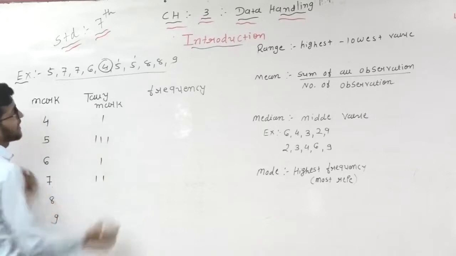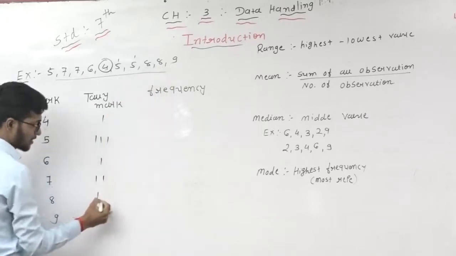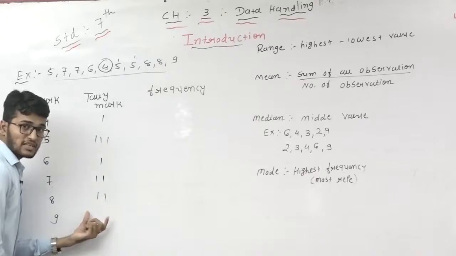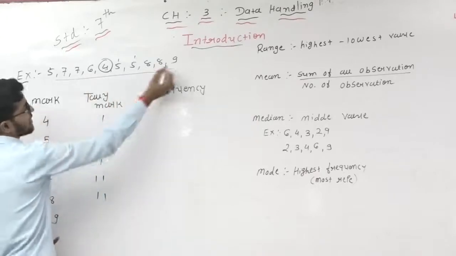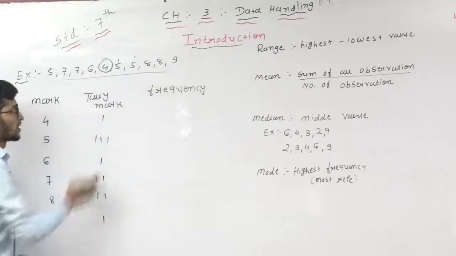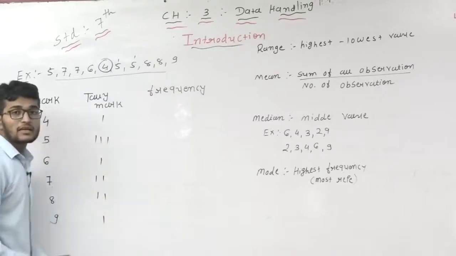Then 8, how many times? 2 times. To represent 2 we draw 2 lines. And then 9, how many times? Only 1 time. So this one is right. So this, dear students, is called the tally marks.